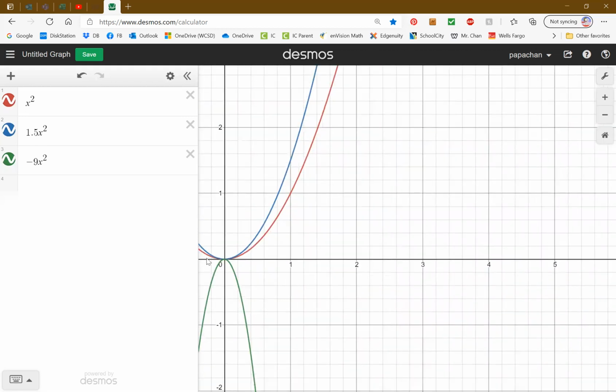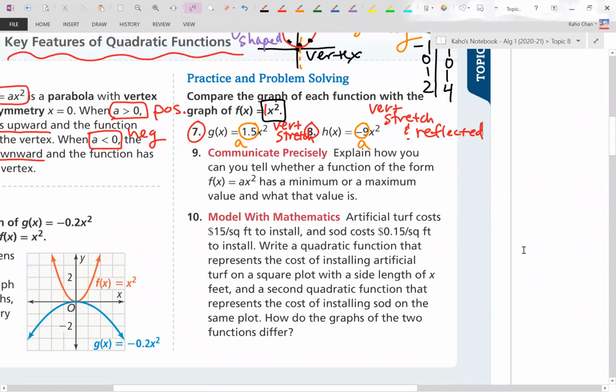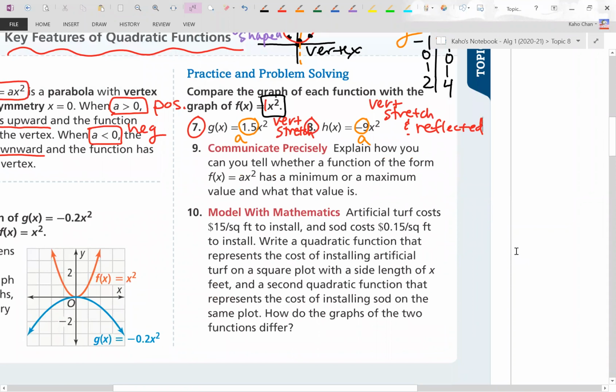So right here we have the red, which is the parent graph. The blue is a little higher by 50% more, but the green one that's upside down, it's 900% stretched this way. Does that make sense? If you look at the left edge right there, okay? It's one way of looking at it. So that, ladies and gentlemen, takes care of 8-1. It's based off of the A value.